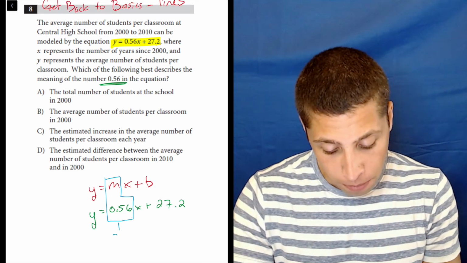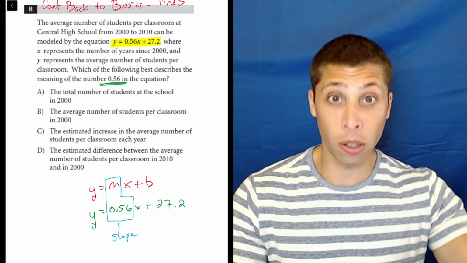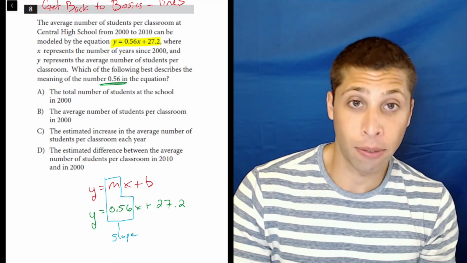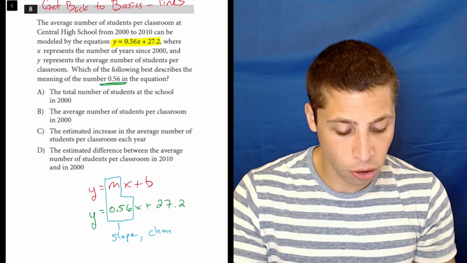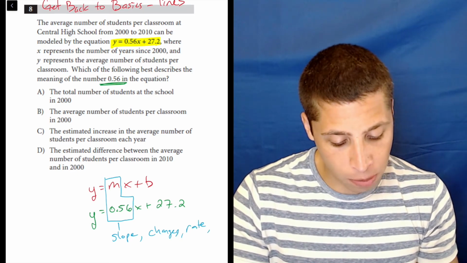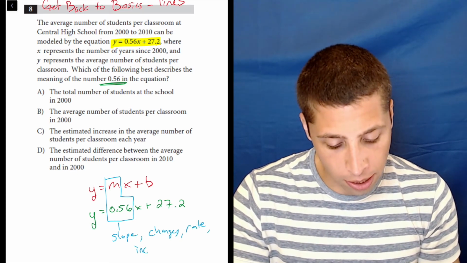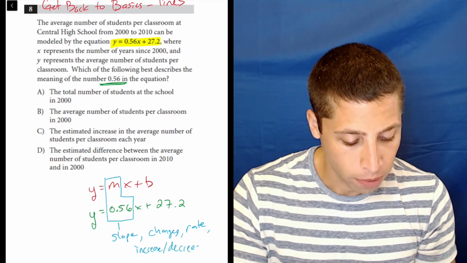That's the slope. Now, when we have a story, we tend to see certain words with the idea of slope. So it's not going to just say slope, but it does say things like change, rate, and specifically, increase or decrease depending on the story.